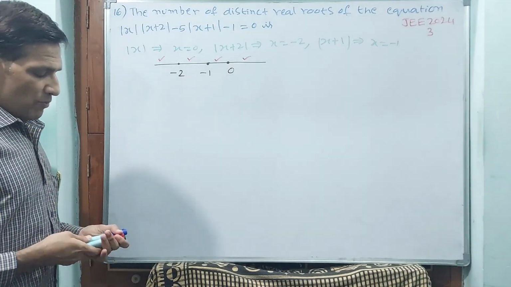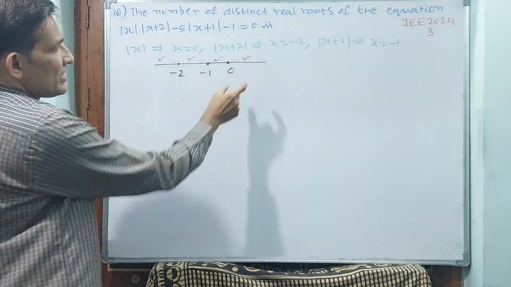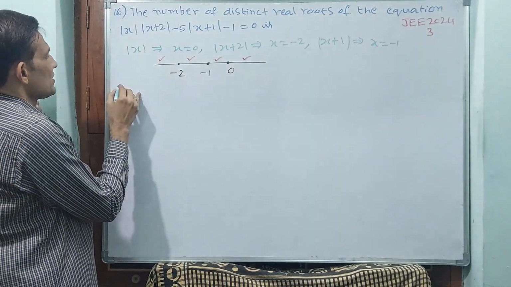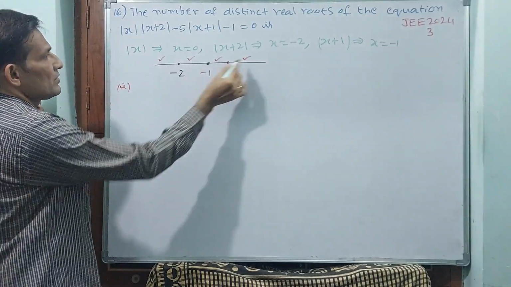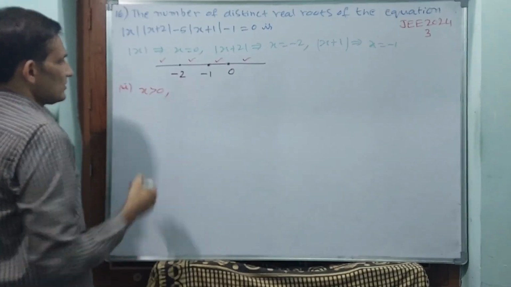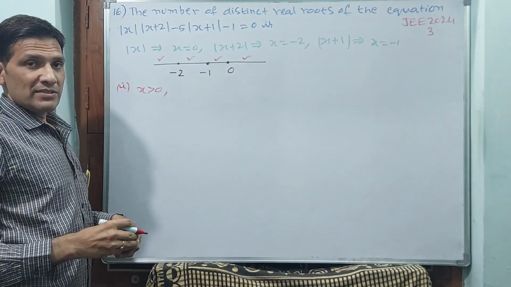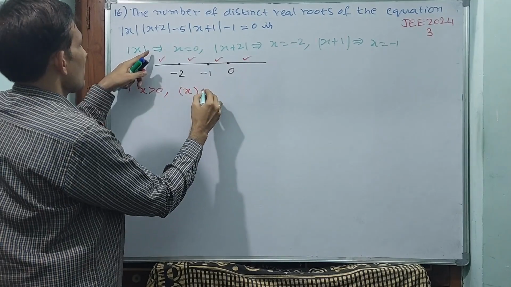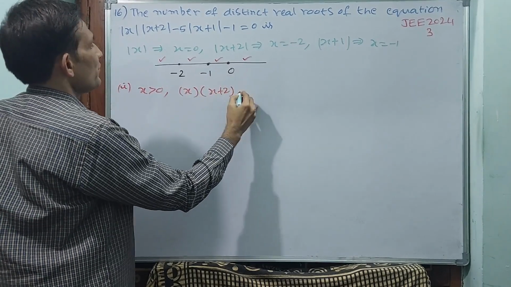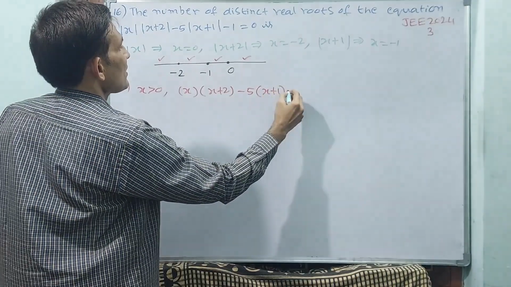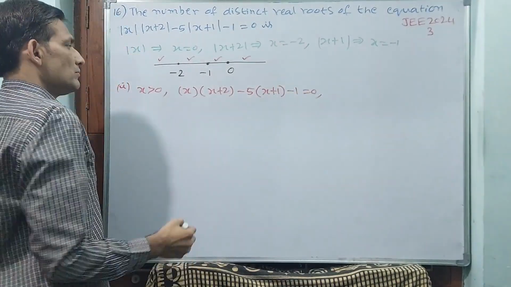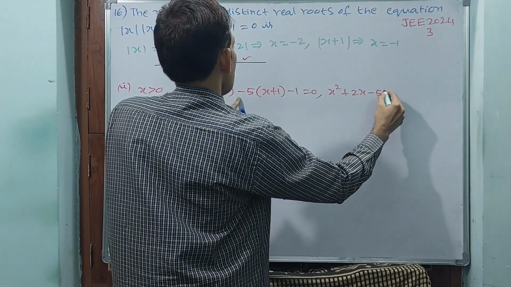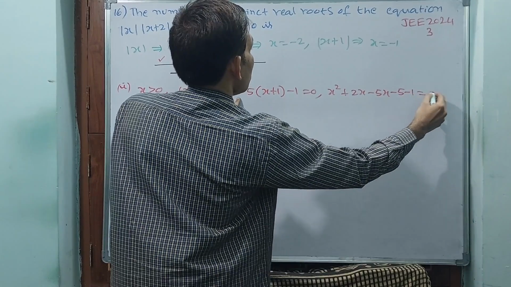Okay. Now beforehand, first I am taking this. That means x is greater than 0. First, area number 1, x is greater than 0. You know, if x is greater than 0, the modulus function is positive only, then shall I replace it like this: x into x plus 2 into minus 5 of x plus 1 minus 1 equal to 0. Right, now x square plus 2x minus 5x minus 5 minus 1 equal to 0.